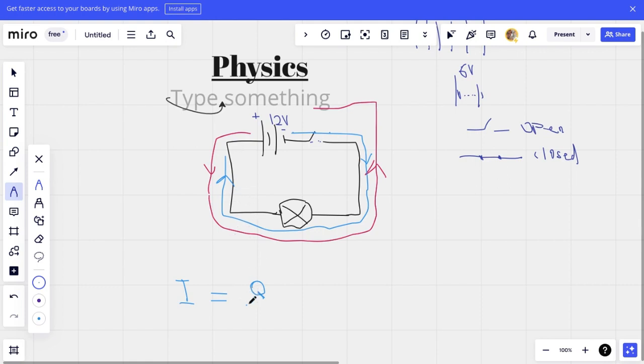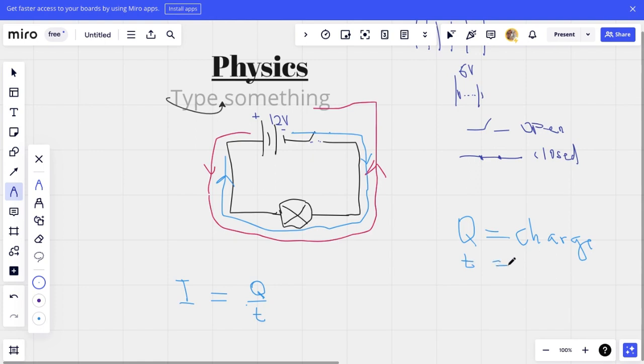Anything that moves is per unit time, right? So when charge moves, we divide by the time it has taken to move, and we call that current. Charge per unit time is called current. Q is the symbol for charge, and T is time.